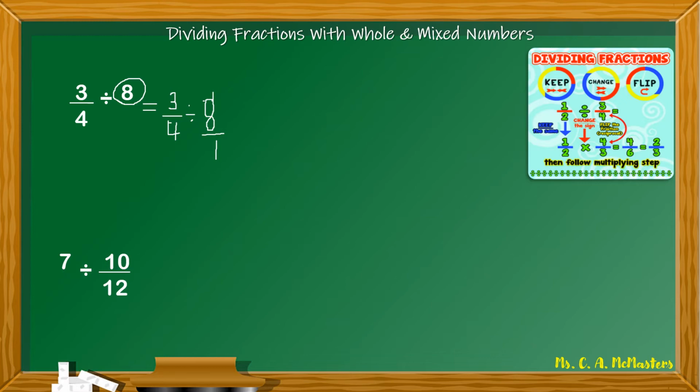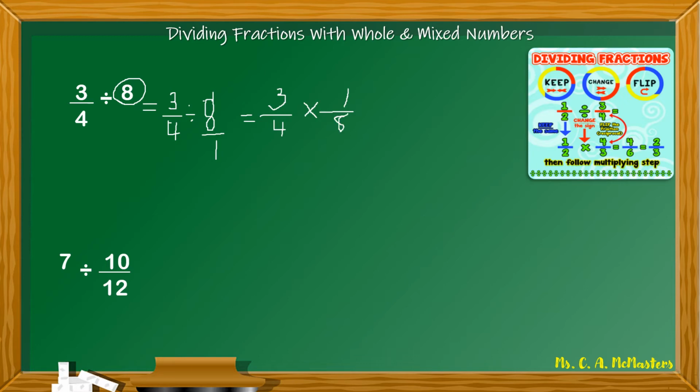Now that we've done that, we can go ahead and prepare to follow our keep, change, flip steps. So we're going to rewrite again. Please excuse this penmanship. We have the first fraction in our division sentence, and we're going to keep this. The division symbol will now be changed to a multiplication symbol. And finally, we're going to flip the second fraction. So instead of 8 over 1, this will need to become 1 over 8.